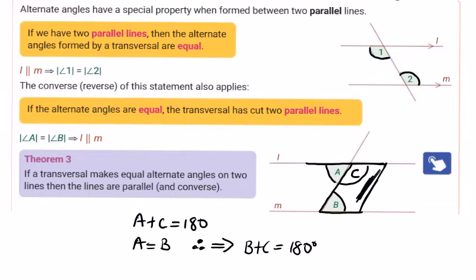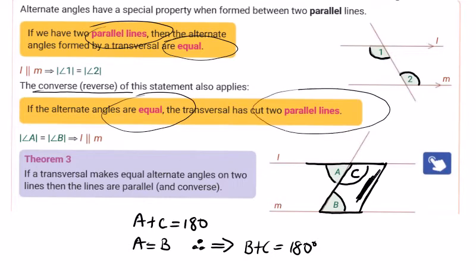And if alternate angles are equal, the converse, which we've looked at, just the opposite of this: if we have two parallel lines, then the angles formed are equal. If we have equal angles, then the transversal cuts two parallel lines. So theorem 3: if a transversal makes equal alternate angles on two lines, then the lines are parallel, and the converse of this is true.